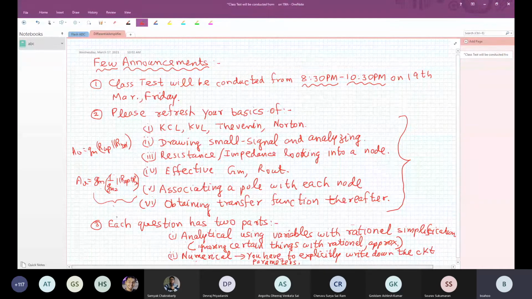The whole answer script, even if one question has that, you're gone. The answer script is completely cancelled. So am I clear? Any questions on this? Alisha, is that clear?